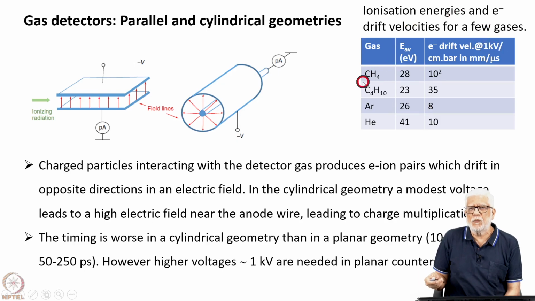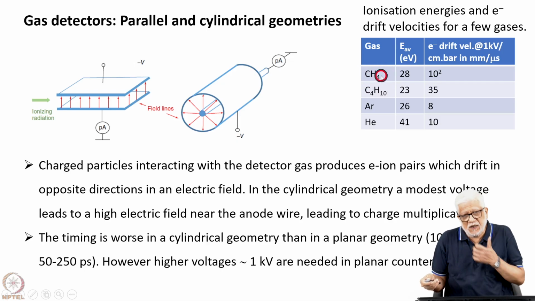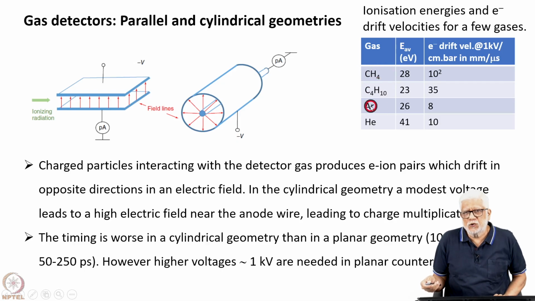What is shown here is the ionization energies and the electron drift velocities for a few gases. Methane is a commonly used gas. There is a so-called P10 mixture, a mixture of methane and argon. Argon is also very commonly used. You have also isobutane. Methane has the property that it can catch fire if there is a leak and so on. Isobutane is less dangerous. Of course, it can also burn, but it is less inflammable than methane.